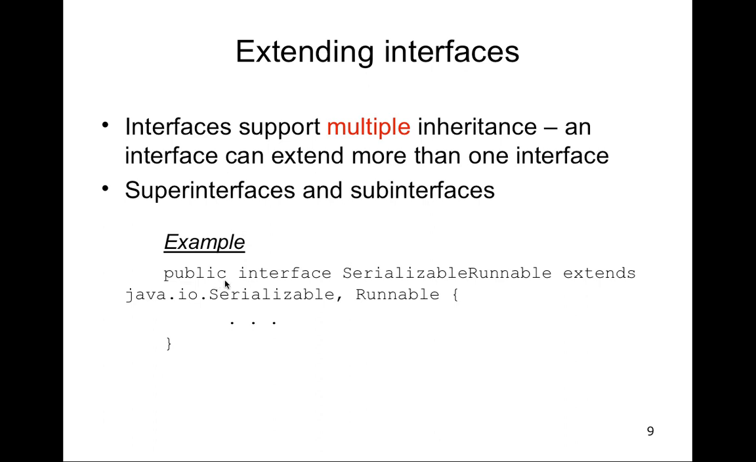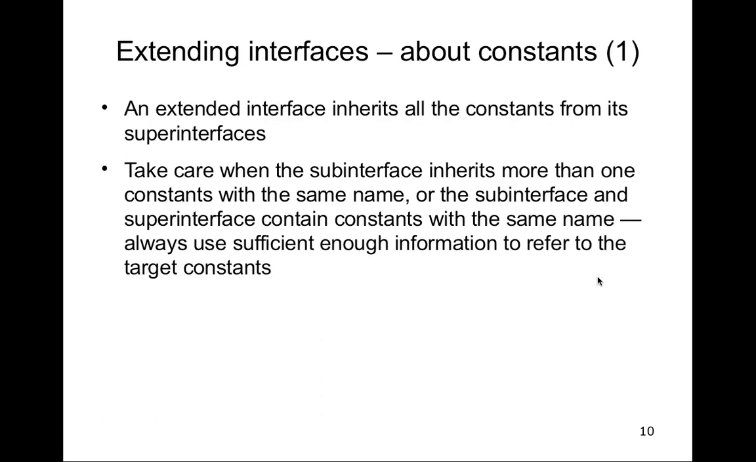As an example here, we have public interface SerializableRunnable that extends java.io.Serializable, comma, Runnable, comma, whatever it extends. And the keyword here is extends, that's inheriting from multiple different interfaces. You can't do that with classes, but you can do that with interfaces.